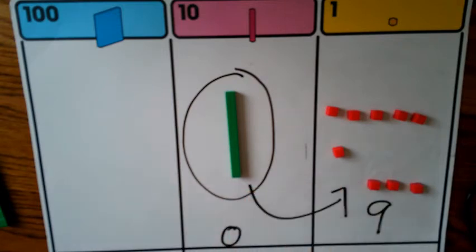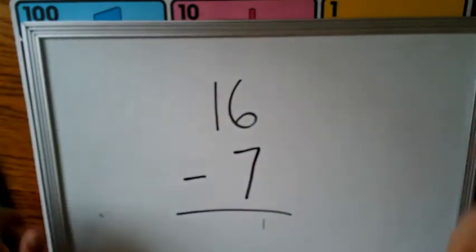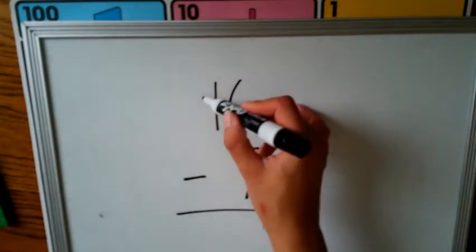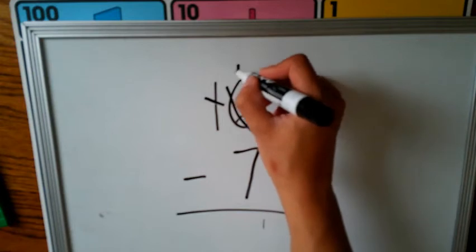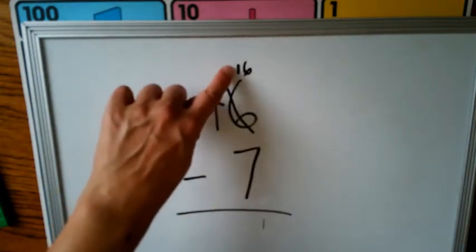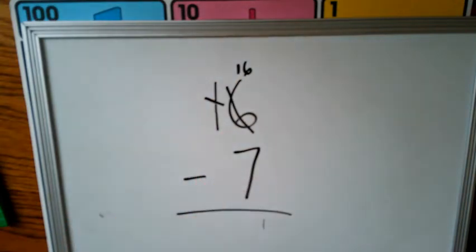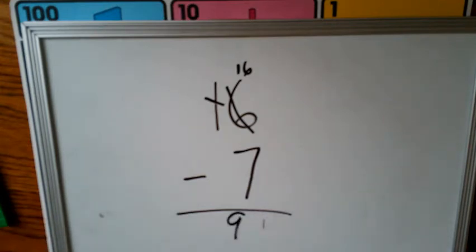this to unbundle. So what would that look like for our math equation? Well, just like we practiced before, I'm taking this 10 and I'm moving it over into the ones place. So now there are 16 ones in the ones place. Just like we saw, 16 ones minus 7 ones equals 9 ones.